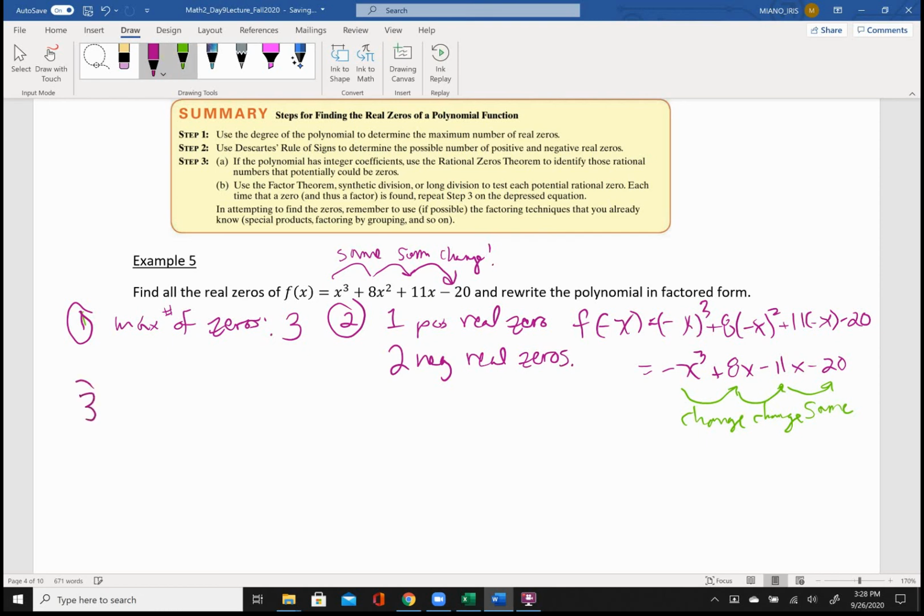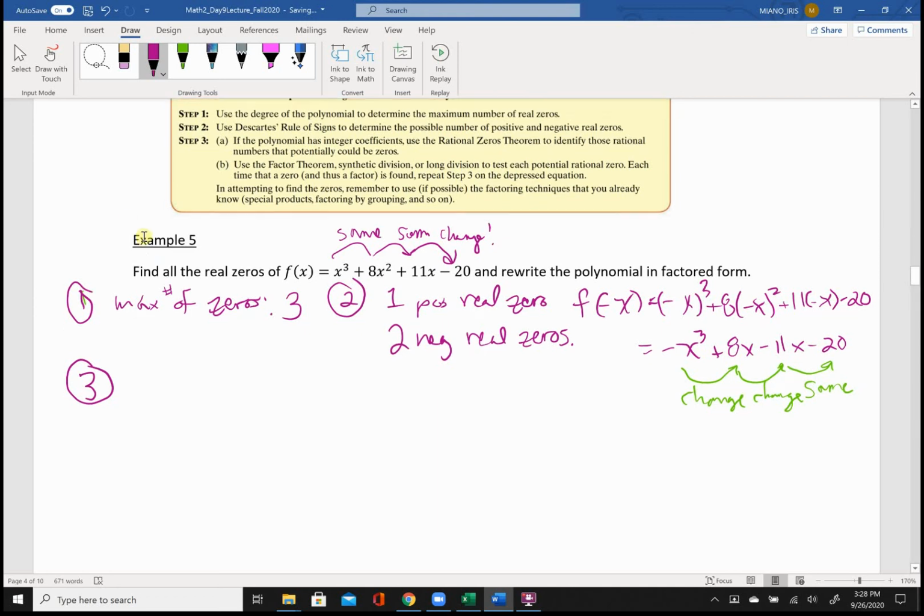Step 3, this is overwhelmingly the most intense step, but we have all of the elements now in order to perform it. We just need to, what do we need to do?